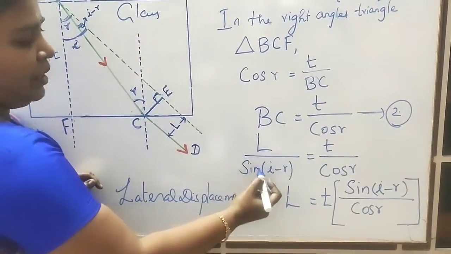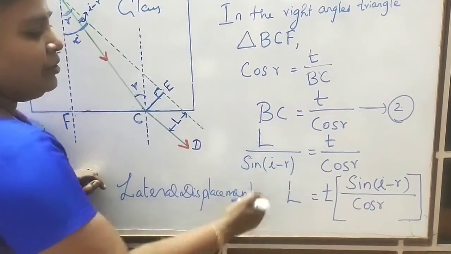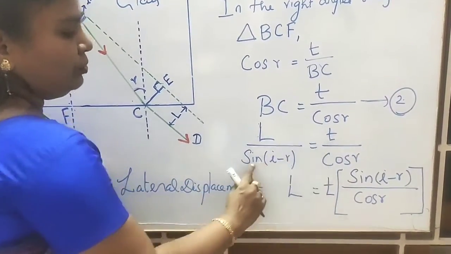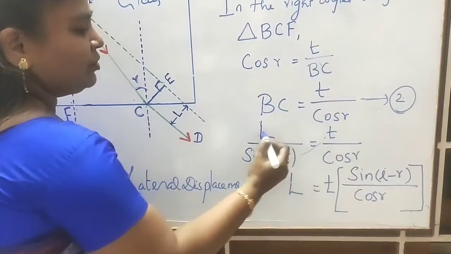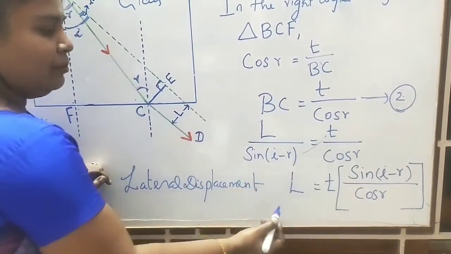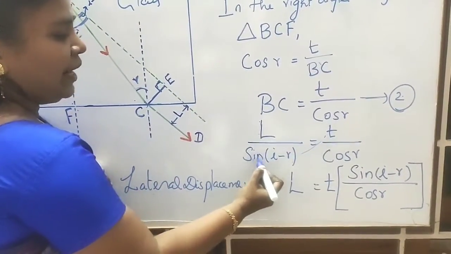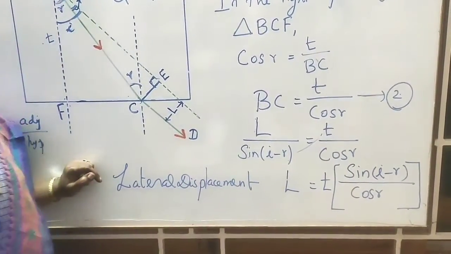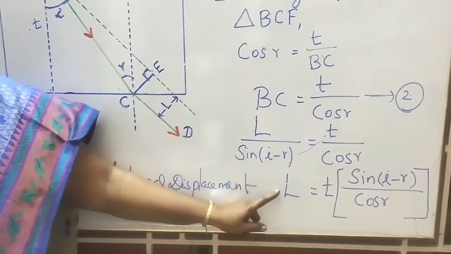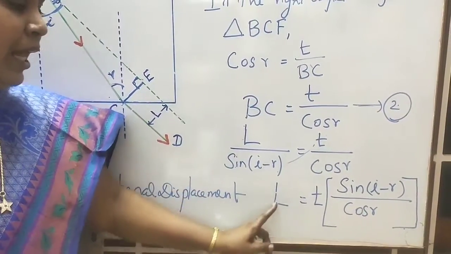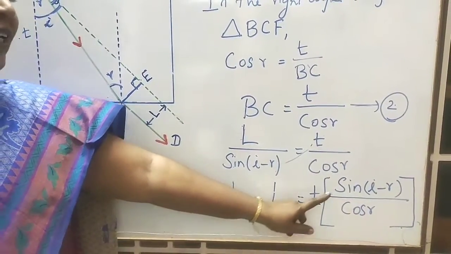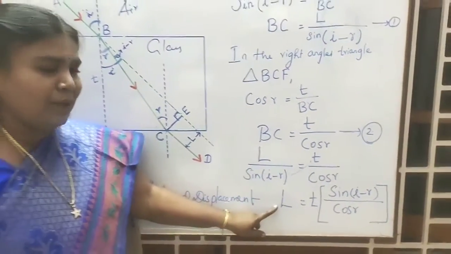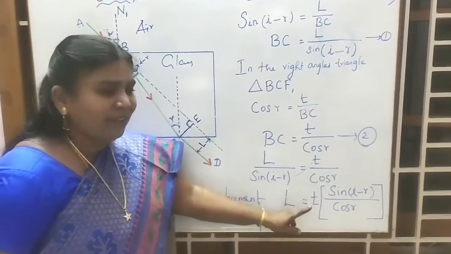So from this expression you find out L. Just cross multiply. So L is equal to T into sine of (I minus R) divided by cos R. So this is the final expression for lateral displacement. Lateral displacement L is equal to T sine(I minus R) divided by cos R. So the lateral displacement depends on what factors?